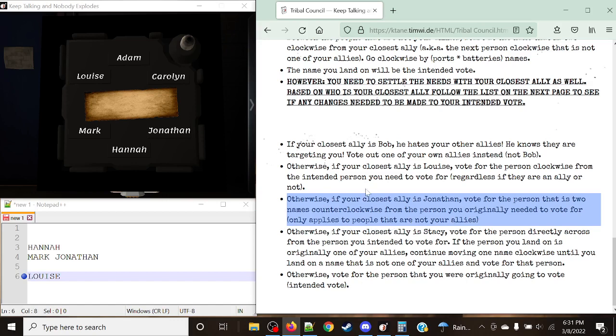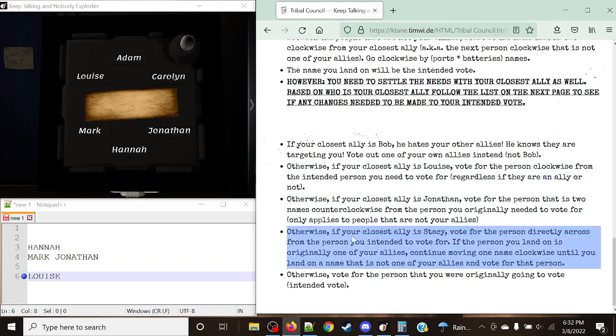In this case, it's important to recognize the distinction between these 2 votes. This wants you to move 1 clockwise, regardless of whether they're an ally or not, and this wants you to move 2 counterclockwise without including your allies in them. And the last rule is if your closest ally is Stacy, which it is not in this case, vote for the person directly across from the person you intend to vote for. If the person you land on is originally one of your allies, continue moving 1 name clockwise until you land on a name that is not one of your allies and vote for that person. So again, just make sure that you are able to distinguish between ally and not, and make sure the rule follows it.